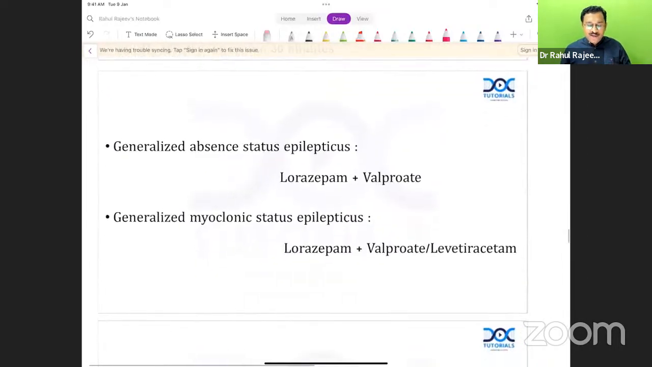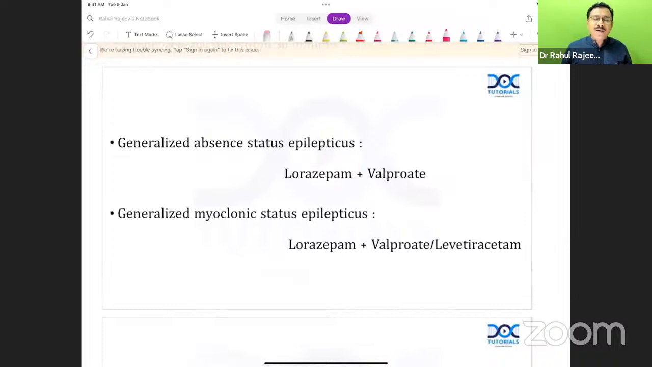Okay. Now, when you talk about status epilepticus, you can have a convulsive status epilepticus and a non-convulsive status epilepticus. In a convulsive status epilepticus, it may be a tonic-clonic one. It may be a focal status epilepticus. Now, if it is a generalized absence status epilepticus, in addition to lorazepam, the preferred second line will be valproate. Whereas in case of generalized myoclonic status epilepticus, lorazepam plus valproate or levetiracetam are the preferred agents.